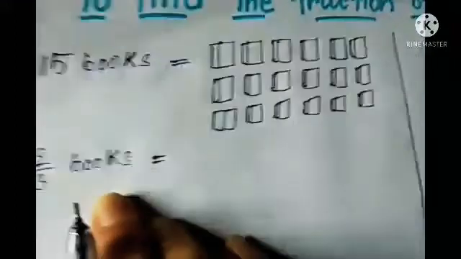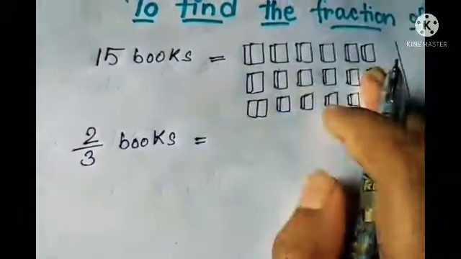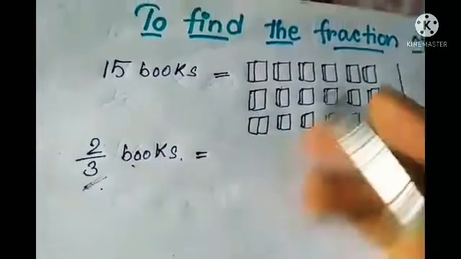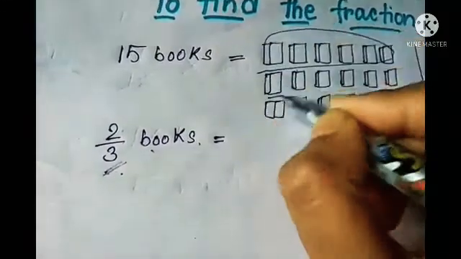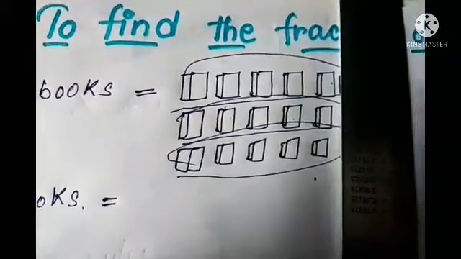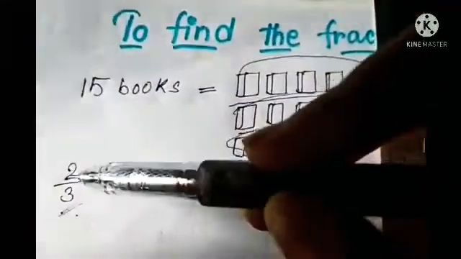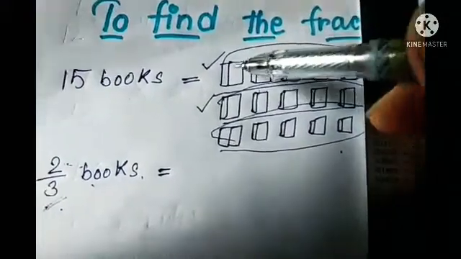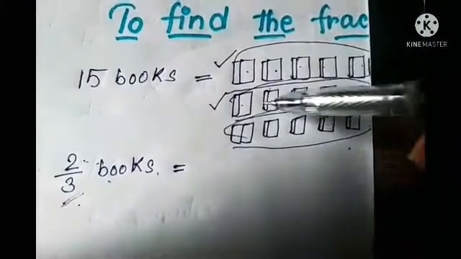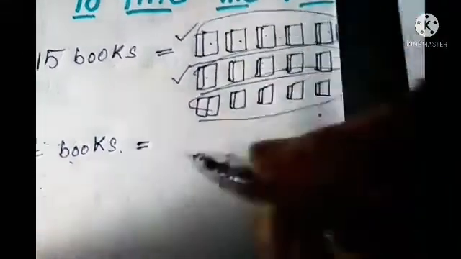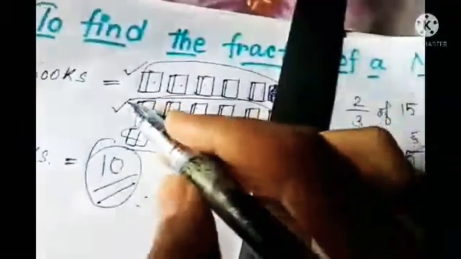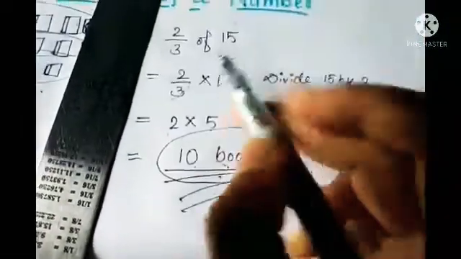Similarly you see here, a total of 15 books were there, right? Now 2 by 3rd of the books, so 3 is the denominator, that means there are a total of 3 groups. If we make 3 groups, 1, 2 and 3, you can see 3 groups, right? And we have to choose what? 2 groups, right? So let's choose this 1 and 2. Now let's count how many books. 1 2 3 4 5 6 7 8 9 10. So the answer will be 10 books, right? You see this one and this one are matching. So in this way, without counting, we can find the number from a fraction.